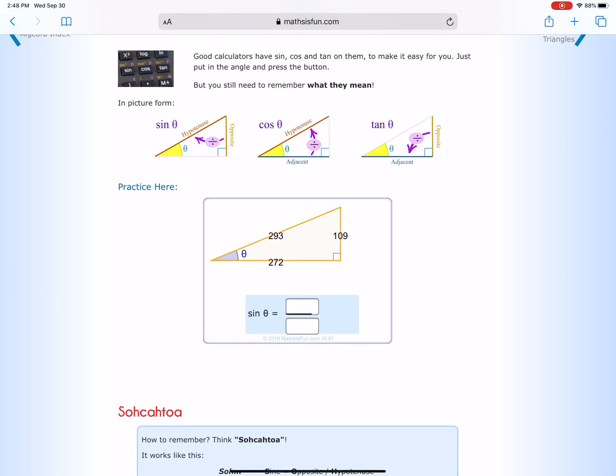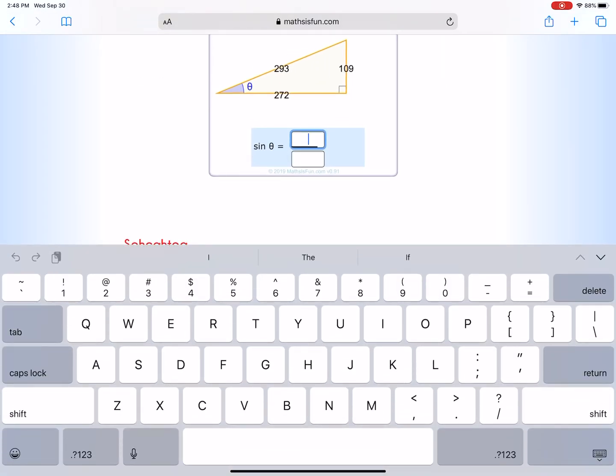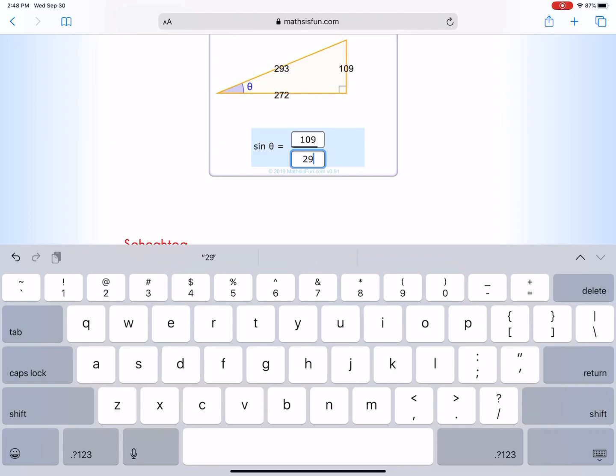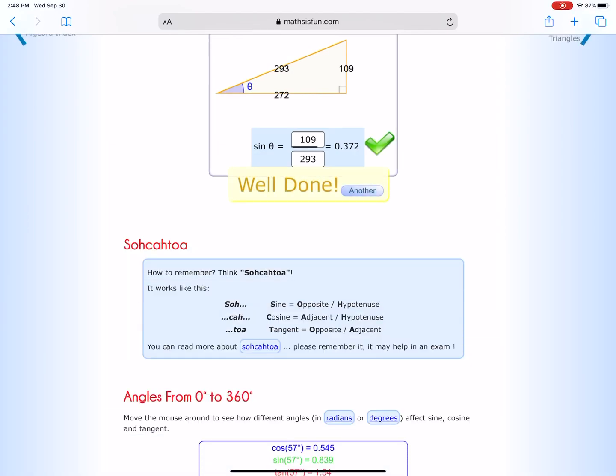So sine of theta lets you find the ratio. Sine is opposite over hypotenuse. My opposite number is 109. My hypotenuse is 293. And it gives you immediate feedback. Now, 0.372 is not the angle. 0.372 is the ratio of 109 and 293.